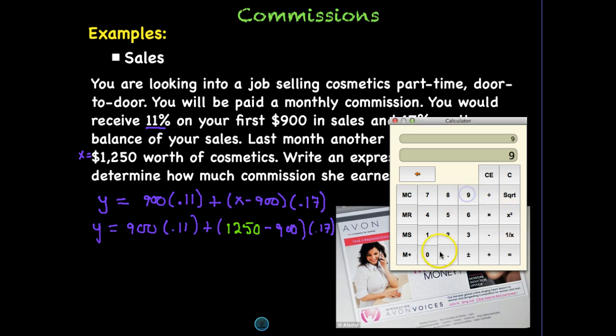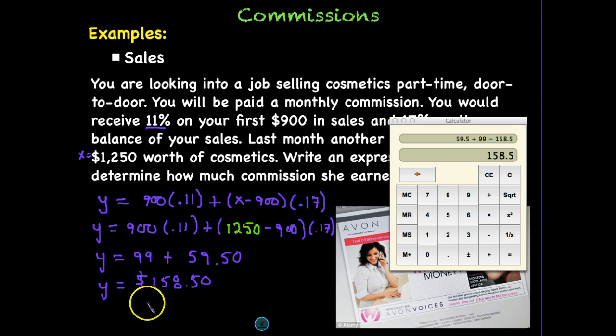Now we would want to go ahead and solve this. So I would want to know what 900 times 11% or 0.11 is, and that's $99. So I know that I'm going to make $99 plus whatever this difference is times 17%. So if I take $12.50 minus 900, I get 350. 350 times 17%, and we make a greater percent on anything over $900, means that I make $59.50. And if I add that to my 99, that means that this other salesperson made $158.50 commission from selling cosmetics last month.